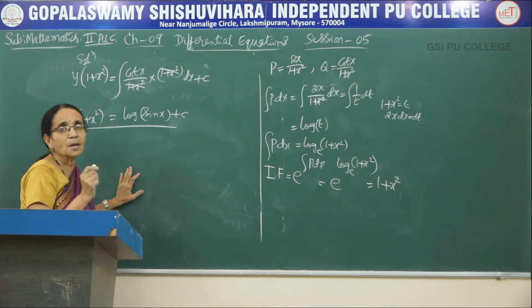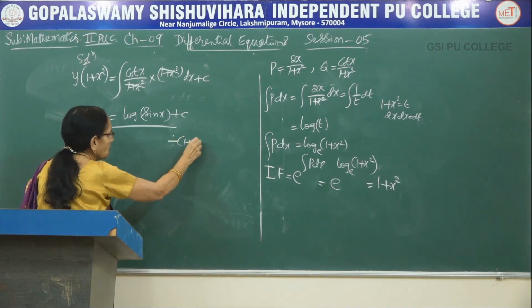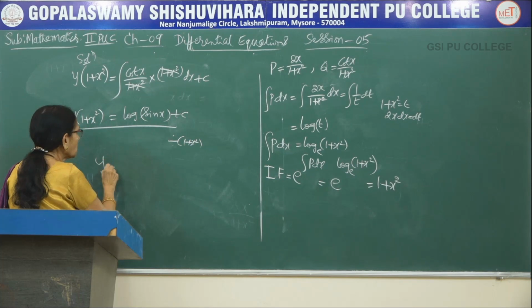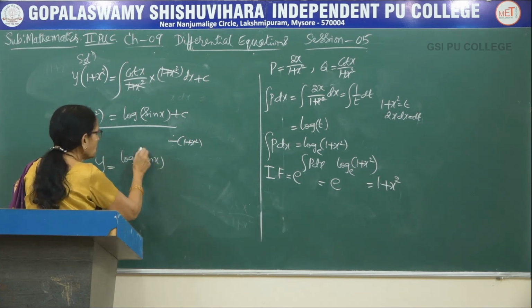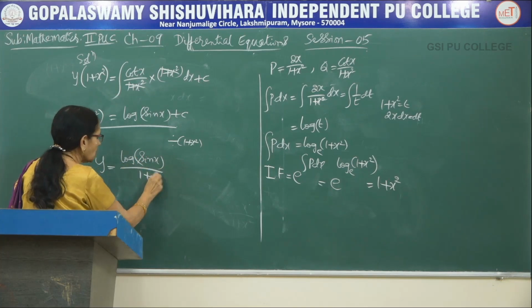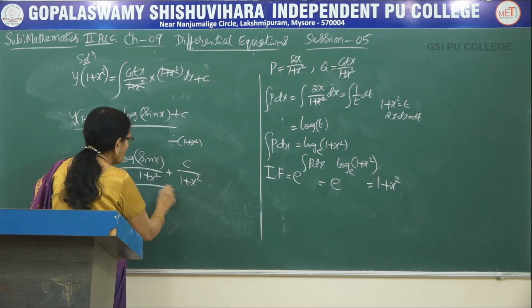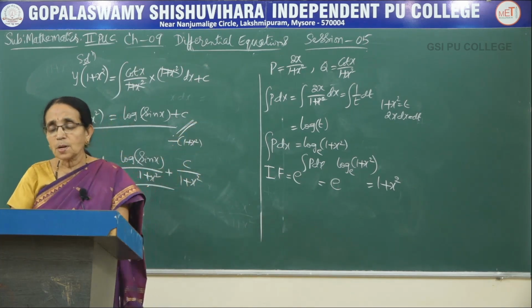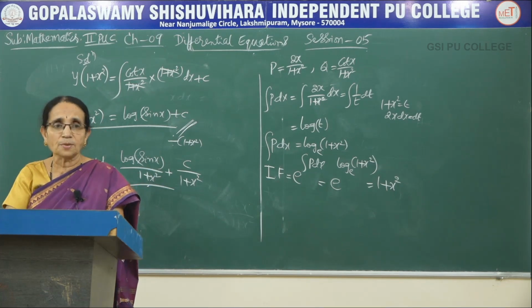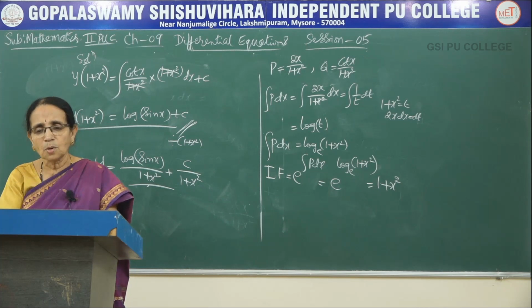If you want only y on the left hand side, you can divide by 1 plus x square. Okay, then it becomes y is equal to log of sin x divided by 1 plus x square plus c divided by 1 plus x square, or you can stop at this stage also. That is the solution. If you want to write only y on one side and the other terms on the other side, then you can do this one.